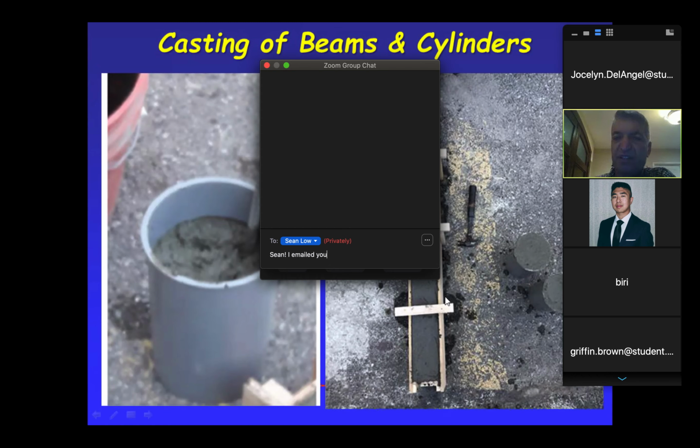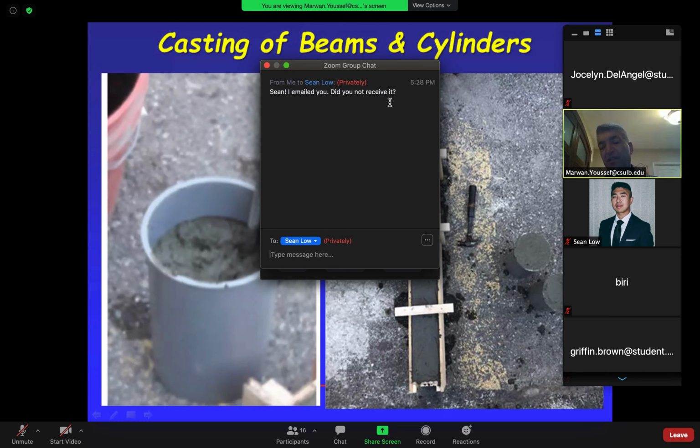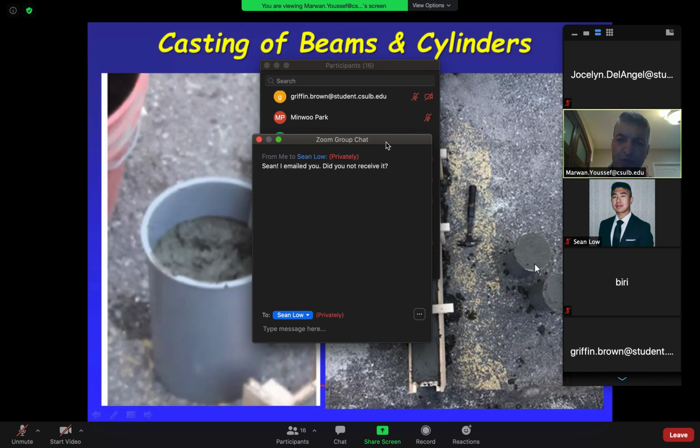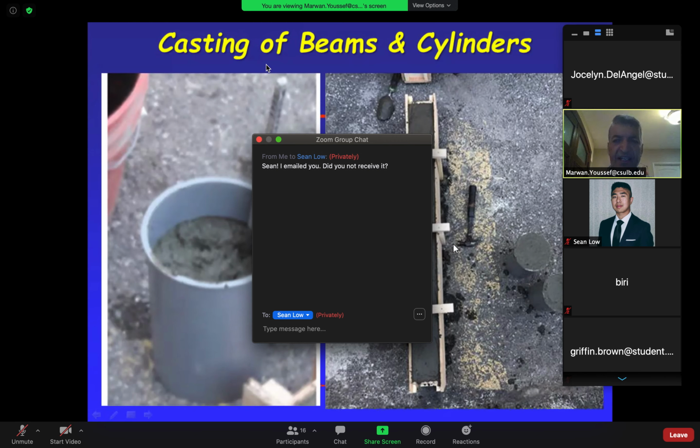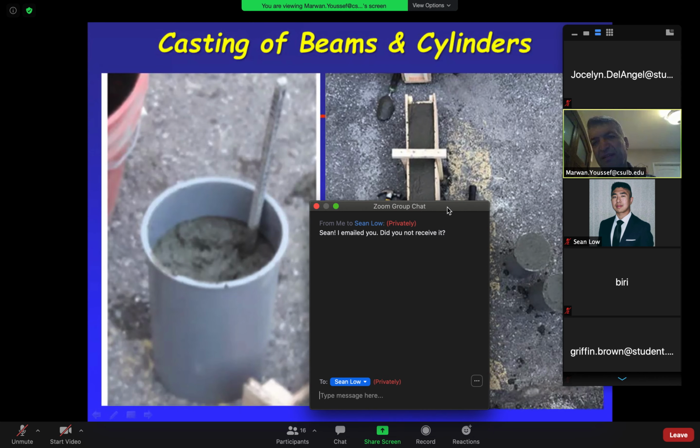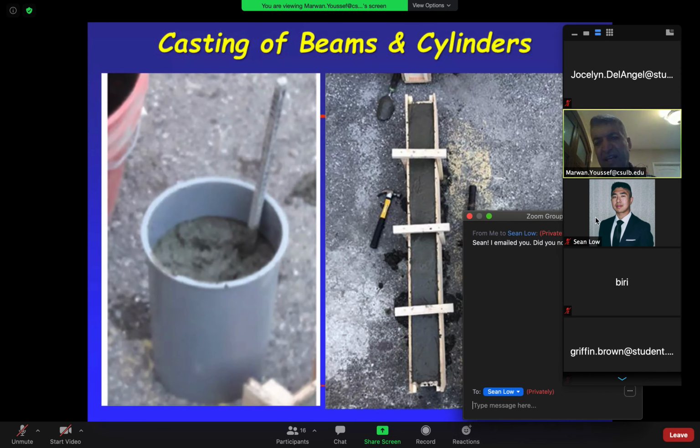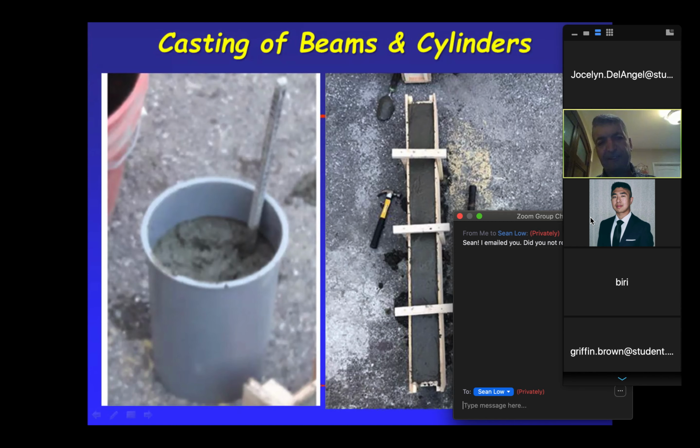All right, so this is what that is. Smooth the top, cover it with a piece of plastic, and move it out to the parking lot. And then mark the cylinders and put those next to yours, and then that's your beam and then cylinders, and they would have to cure for 28 days.